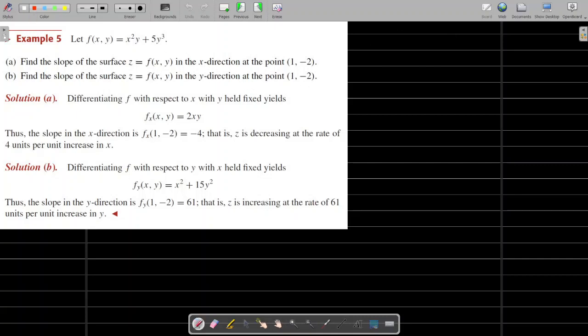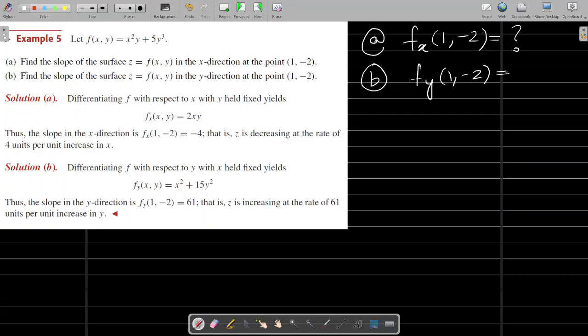In the first question, you are asked to find the slope of the surface z equal to f of x y in the x direction at the point 1, minus 2. So what you have to find is fx at 1, minus 2. This is the slope of the surface in the x direction at 1, minus 2. Now at the same point, they are asking you to find the slope of the surface in the y direction, so you have to find fy at 1, minus 2. That is the slope of the surface z in the y direction at the point 1, minus 2.